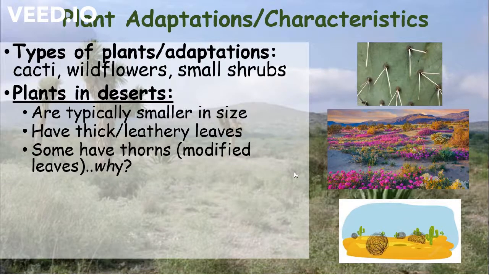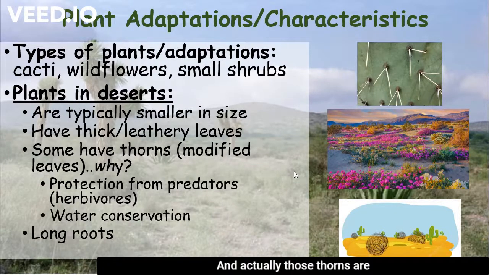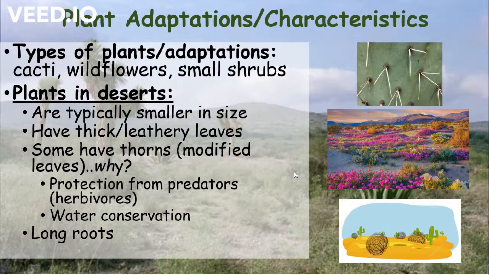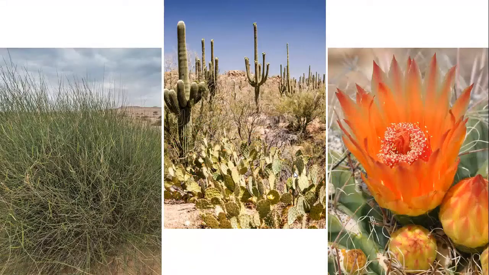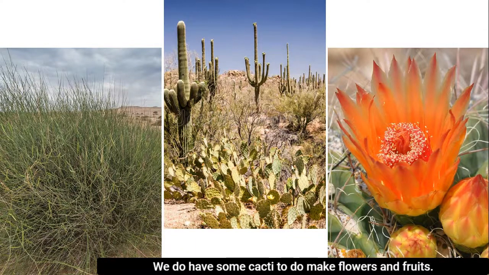Why? Perfect. One, protection from potential predators or herbivores. And actually, those thorns are also helping to conserve water. They don't have as big of a surface area now to lose water. And plants here also have longer roots to try to tap into that groundwater. Here are some images of different types of plants living in the desert. We do have some cacti that make flowers and fruits.